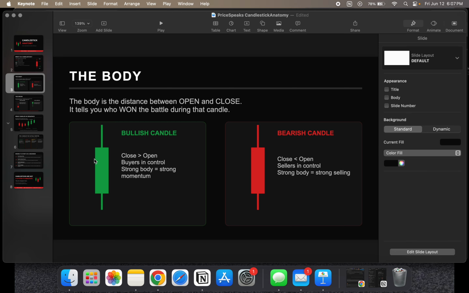Vice versa, this is a bullish candle, meaning this candle opened here at the low and closed here at the high. This is the lowest point of that candle. This is the highest point of the candle. This is the open. This is the close, because this candle opened here based on the previous candle and it went up. It was bullish. The buyers stayed in control. So the body, like I said, the thick part, is just the distance between where price opened and where it closed. That tells you who won the battle during the candle, the buyers or the sellers.